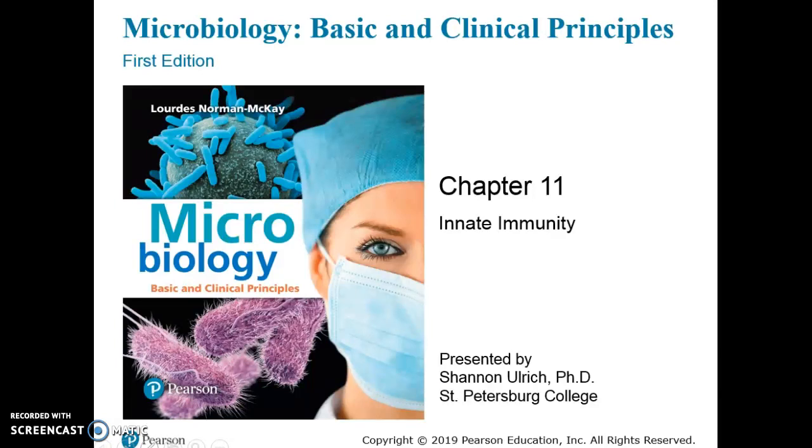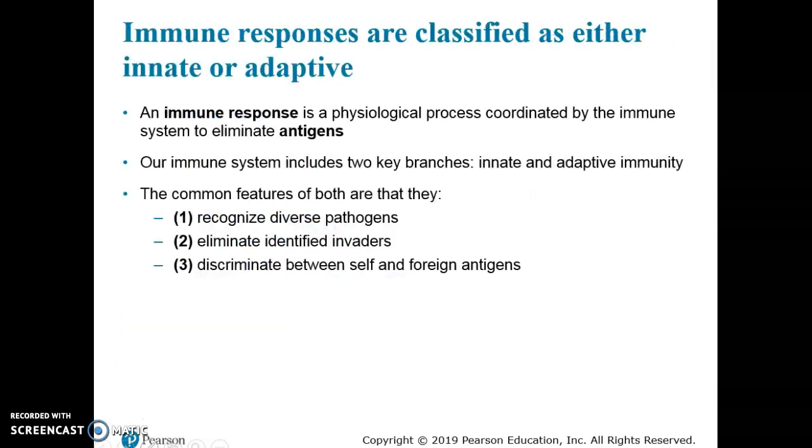Alright, this is part 1 of chapter 11. This is the first of 2 chapters talking about our immune system. And chapter 11 looks at innate immunity. First off, an immune response is a physiological process coordinated by the immune system to eliminate antigens.